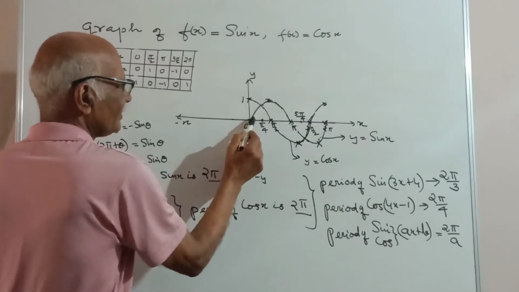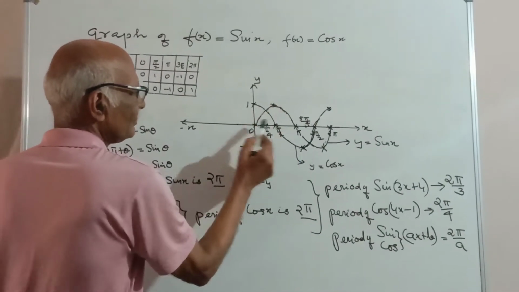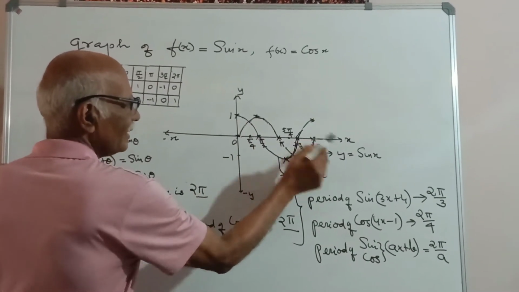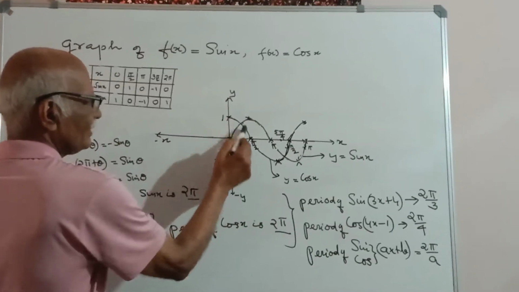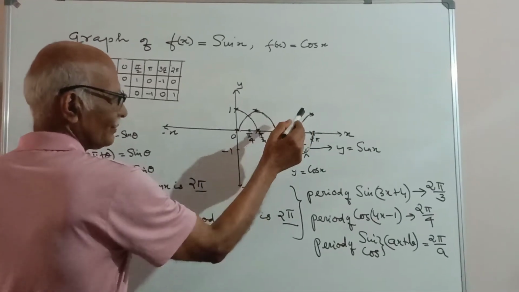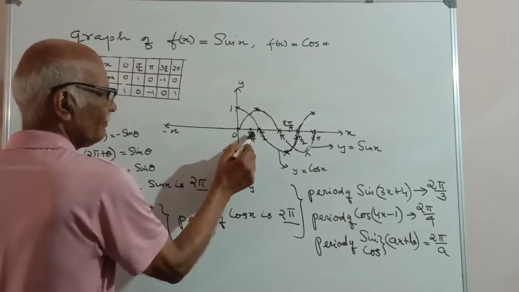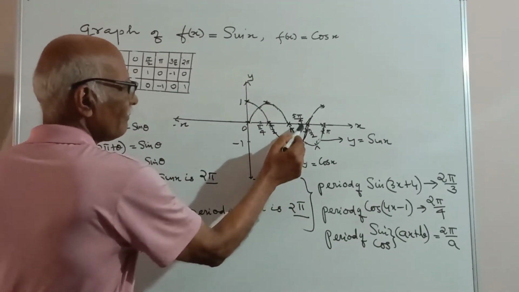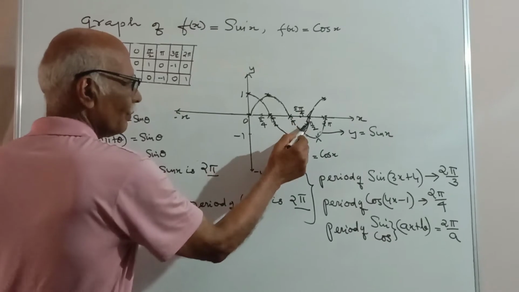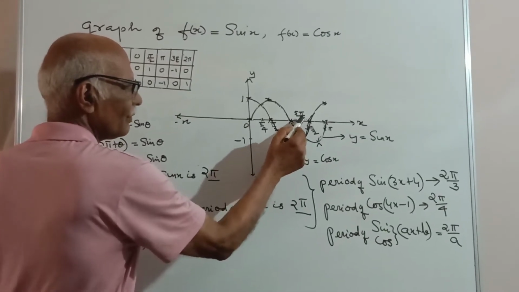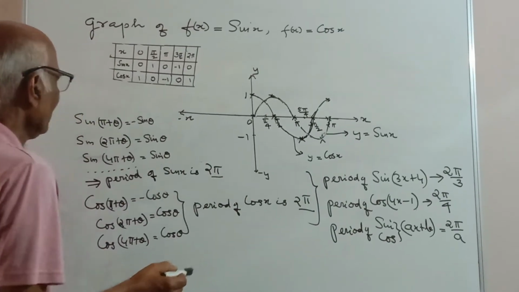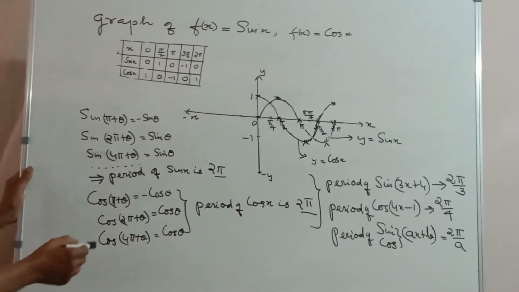Now you can see this is the graph of sin x. Sin 0, sin pi by 2, sin pi, it goes like this. Now this is the graph of cos x. Now you can see at pi by 4, sin of pi by 4 is cos of pi by 4. At this point, 5 pi by 4, sin of 5 pi by 4 is cos of 5 pi by 4. Now, this is an important result.